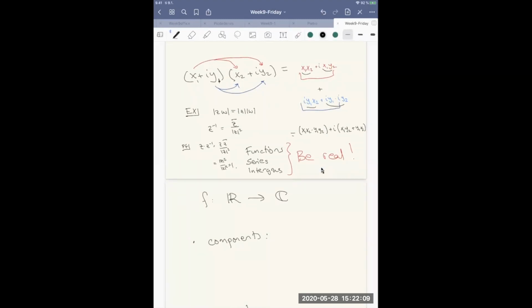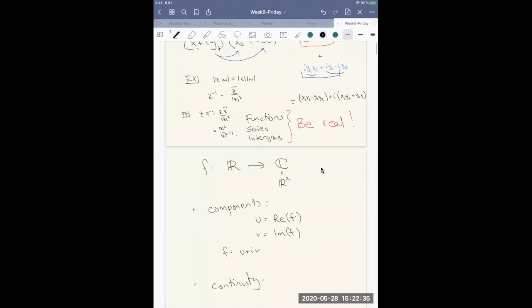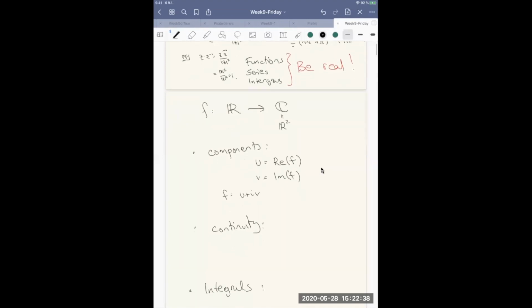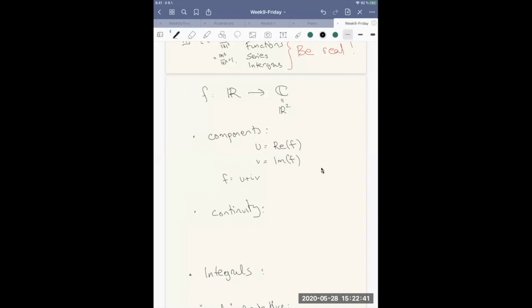So, say functions from R to complex numbers. Because complex numbers are really pairs of real numbers, we can express them in terms of the components of that function, namely the real part of f, u, and the imaginary part, v, in terms of which f can be written as u plus iv. Now, this decomposition allows us to define all of the things that we would like. For example, continuity. f is continuous if and only if u and v are continuous.